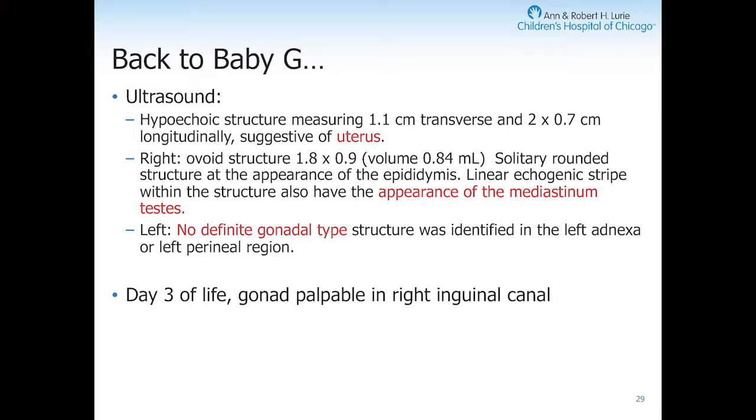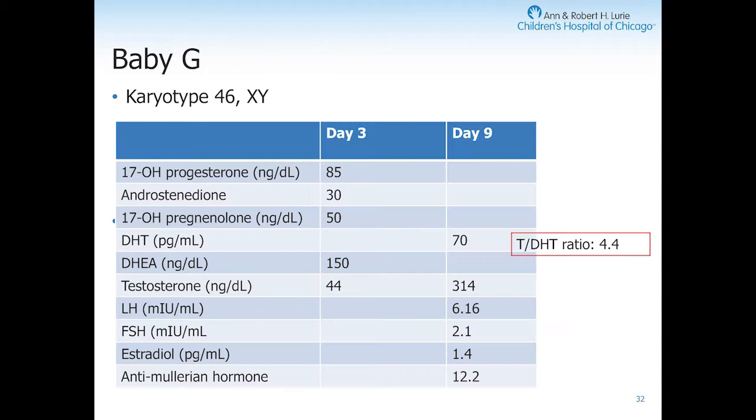But then on day 3 of life, we had said originally we couldn't palpate any gonadal tissue on exam, but then on day 3, there was actually a gonad that was palpable in the right inguinal canal. All right, so it turned out that this baby's karyotype was 46XY, so that's typical of a male. And on day 3, when we measured the adrenal hormone levels, those were all normal. And then on day 9, we measured some of the rest of the hormones.